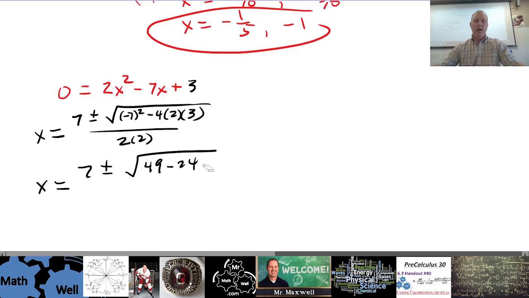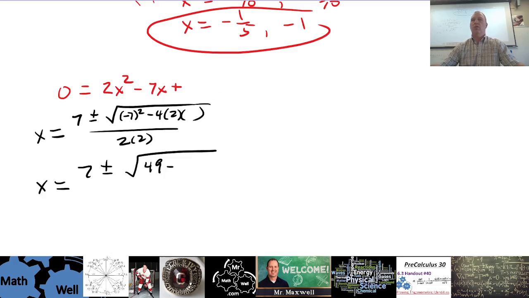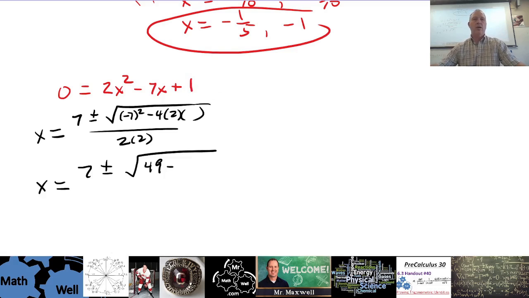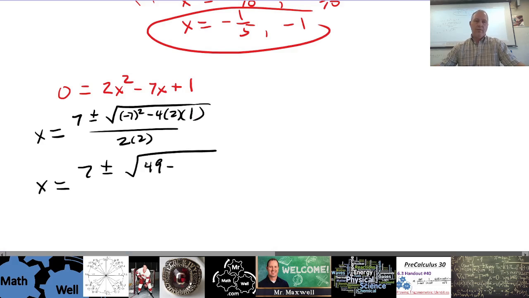I am shocked. Try one more time to make this more difficult. I'm sorry. Everything I do is easy. Why is that? Let's see if 1 works. Goodness. Okay. 1. 49 minus 8. What's that? 41. Not a perfect square. Thank you. Finally. My gosh.